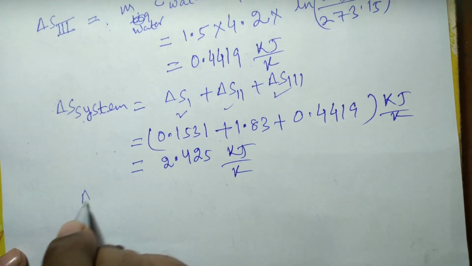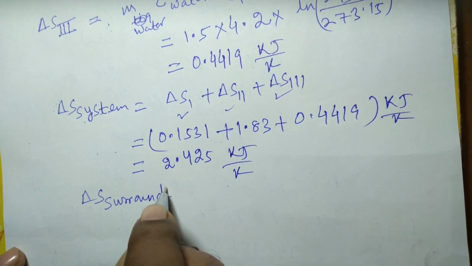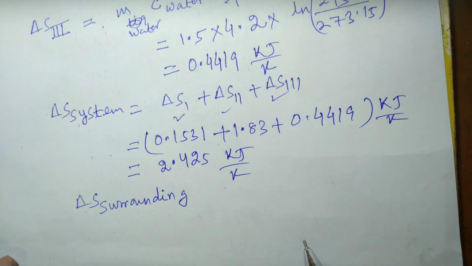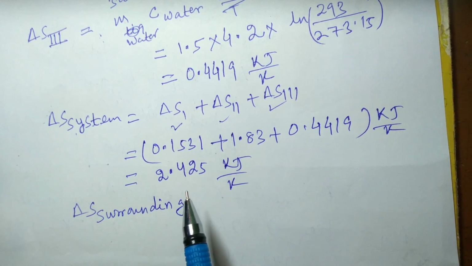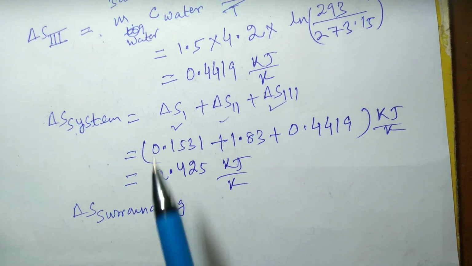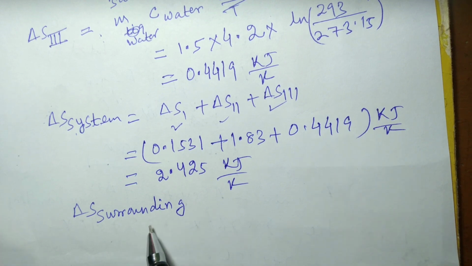But we have to calculate the delta S of surrounding also, so that we will be able to calculate delta S of universe. Whatever heating takes place, or whatever phase change takes place, that of ice, for that heat is needed, and that heat comes from surrounding only. So if we want to calculate the change in entropy of surrounding, obviously its temperature does not change because it is a reservoir in this case.